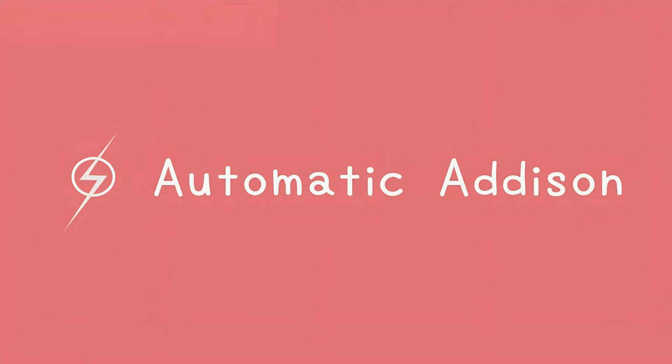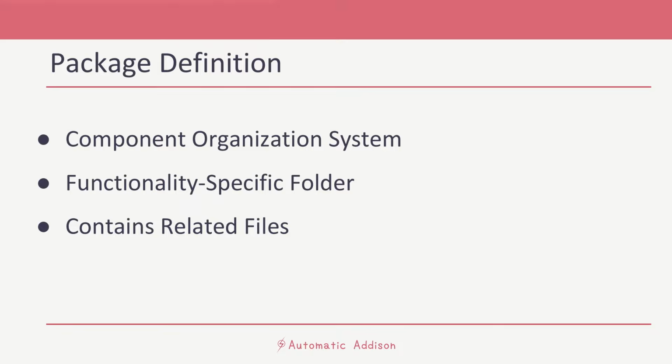Automatic Addison. In this tutorial, we will create a ROS2 package. In ROS2, a package is a folder. That's it, just a folder that contains specific files related to specific functionality or a component of a robotic system.